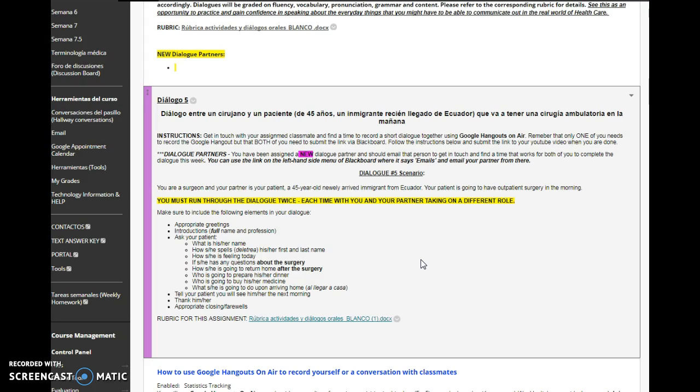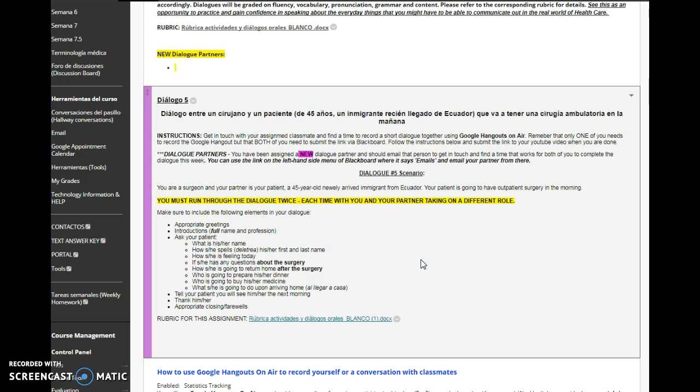So one person is going to play the surgeon, okay, and the other person will play the patient. And again, a 45-year-old newly arrived immigrant from Ecuador. This person's having outpatient surgery in the morning. Okay, so you want to have your introductions, full name. I'm going to take out and profession.